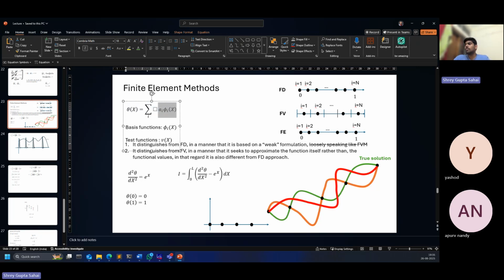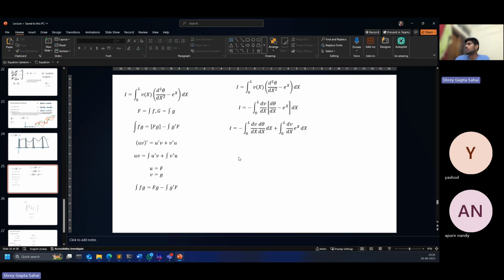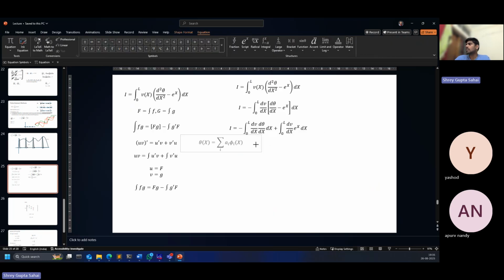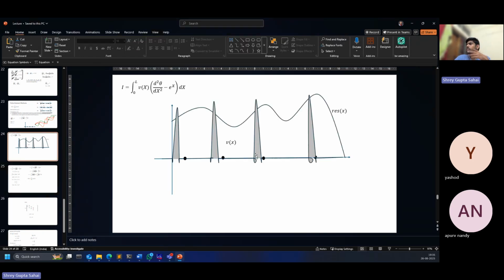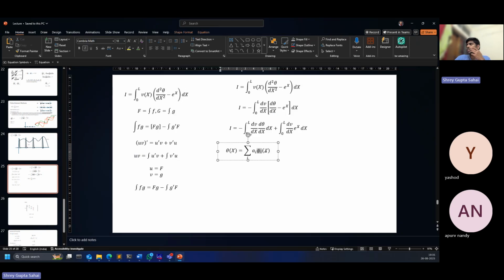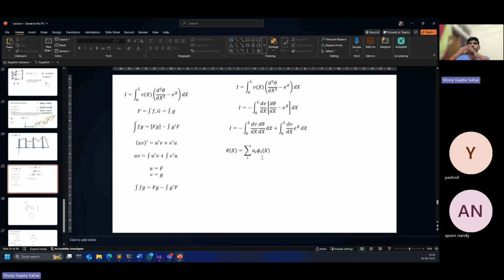As I told you very early in our discussion, we assume that theta is a function built as a summation of a lot of basis functions. This is what we do, and the basis function is our own choice. We choose whatever it can be. It can be a piecewise function. We can assume that phi is a constant over these, or these can be basis functions. I'll tell you how these basis functions look.